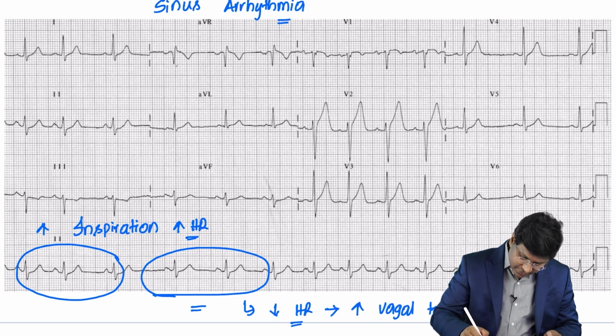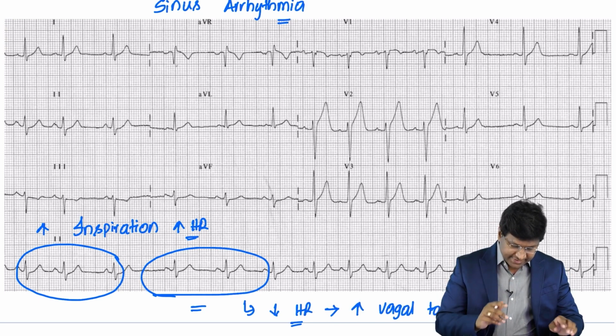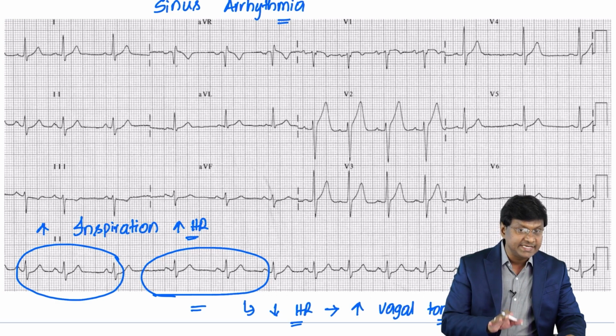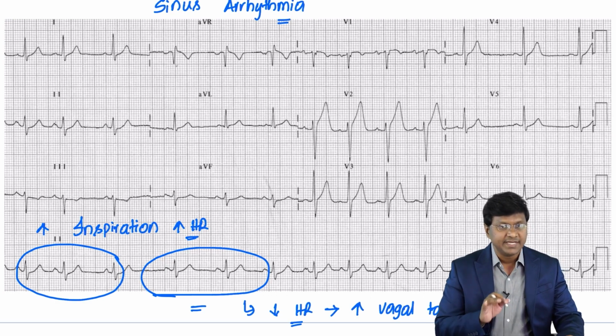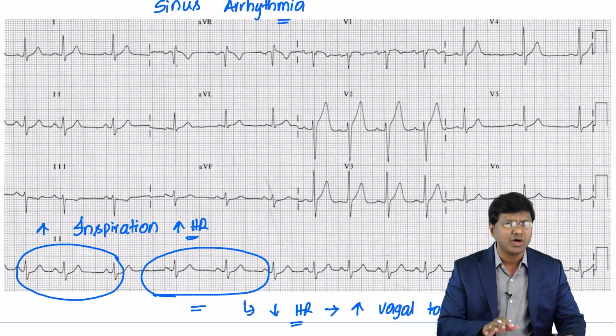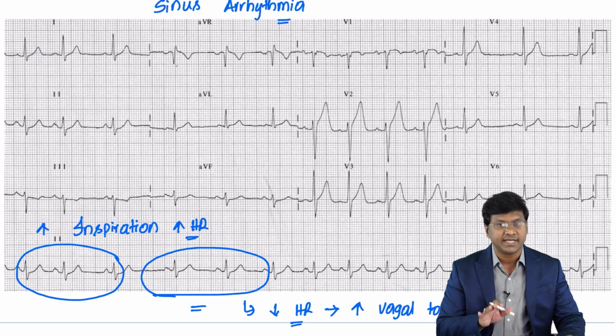So that is about the ECG suggestive of sinus arrhythmia. And let me tell you, it is a normal ECG which is seen in young healthy people, and it reflects the changes in the vagal tone.